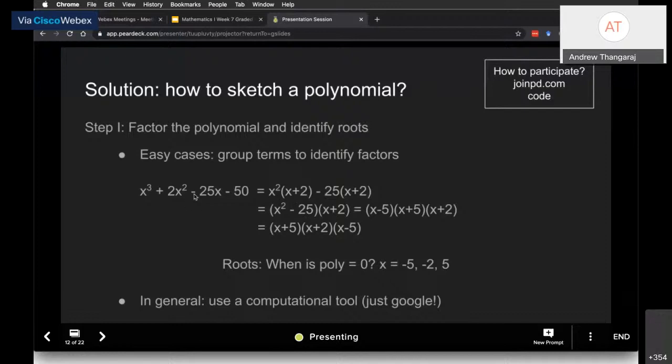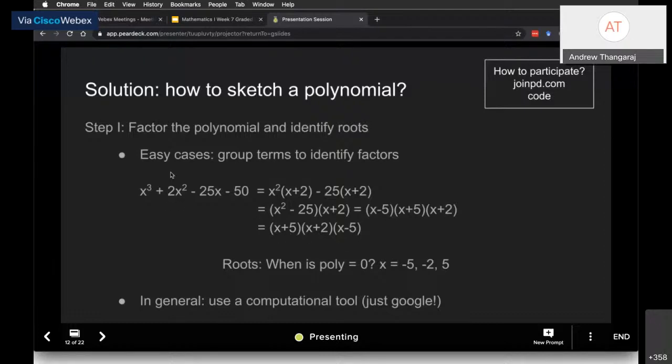You can see here, if I pull x squared out, I get x plus 2. If I pull -25 out of the last 2 terms, I get x plus 2. You should eyeball it and see it. Once you do it, x plus 2 becomes common. You pull that out, you get x squared minus 25, and the whole thing factors completely into linear factors, degree 1 factors. So x minus 5, x plus 5, x plus 2. I'm reordering it and writing it in a different order so that I get the roots in sequence. When is this polynomial 0?